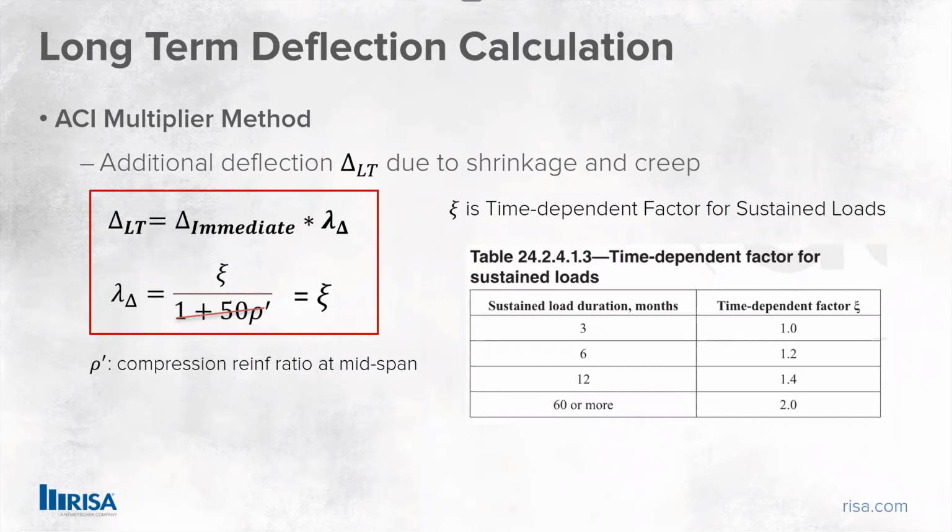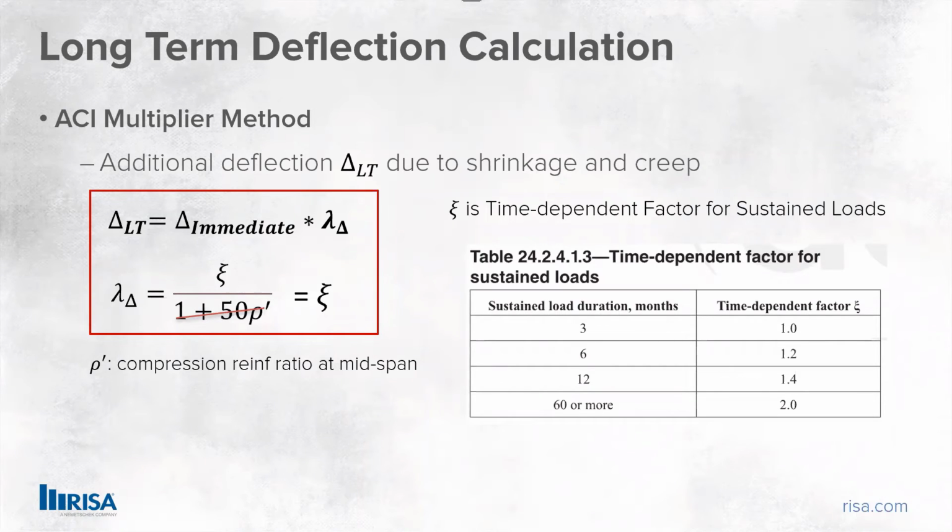So in here, the rho prime is actually the compression reinforcement ratio. So if you have a continuous span, it will be at the mid span. And if you have a cantilever, it will be at your support. So in most of the cases, the compression reinforcement ratio will be 0 in most of the slabs. And then we would cancel out the denominator, and then your lambda delta will be equal to your xi.